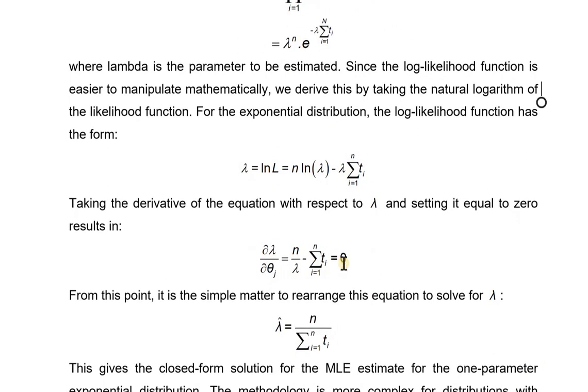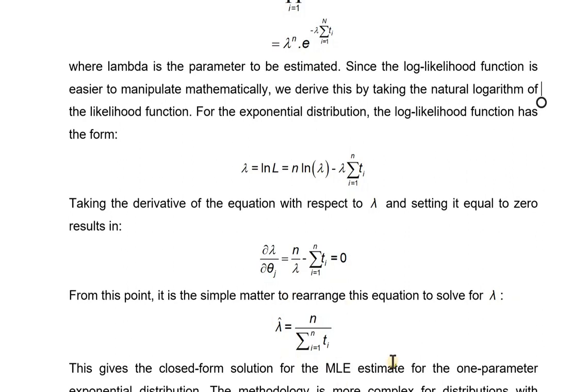Because we only have one parameter, the derivative is with respect to theta. Theta now is the lambda in the case of the exponential distribution. Then we set the derivative equal to 0 and bring lambda to the other side, leaving only lambda. What remains here is n divided by the total failure time. So this is how we obtain the estimate of lambda.